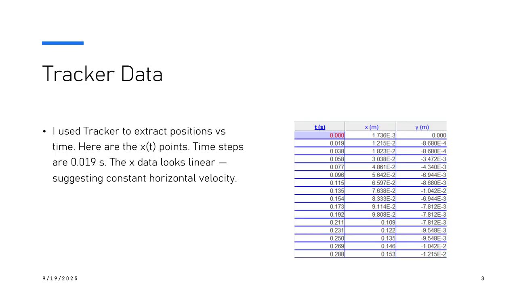Next, I analyzed the video in Tracker. This gave me position values at different times. As you can see in the table, the X position increases nearly linearly with time, which is what we expect for constant velocity motion. The Y values also stay close to zero, confirming the object is not accelerating vertically.